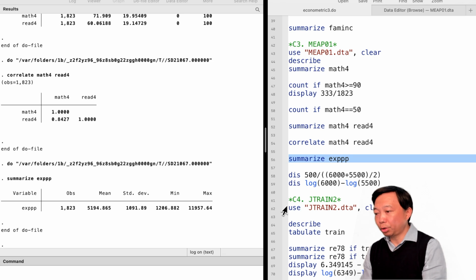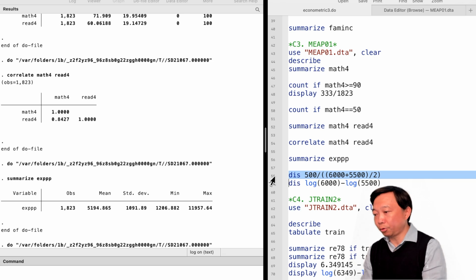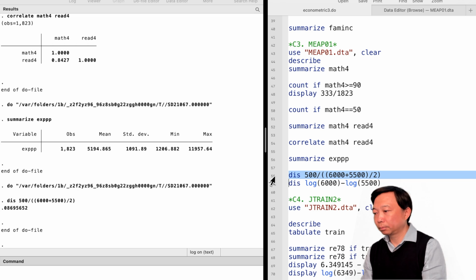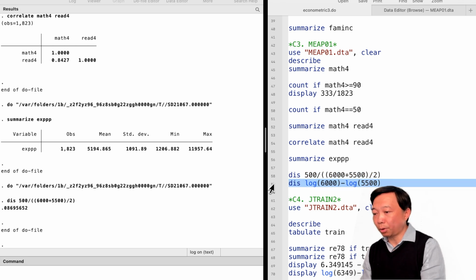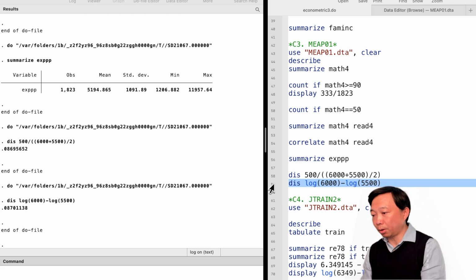The difference between the spending is $500. The percentage of the difference is 500 divided by the average of the two school spendings, 5,750. The result is 8.7%. When we use the approximation based on the difference in the natural logs, we get a similar number.